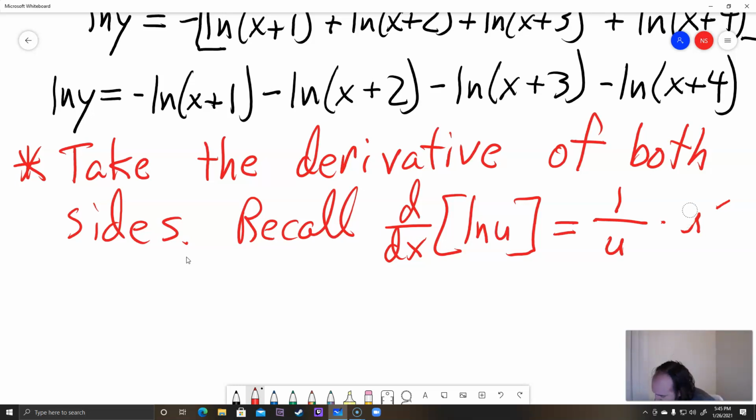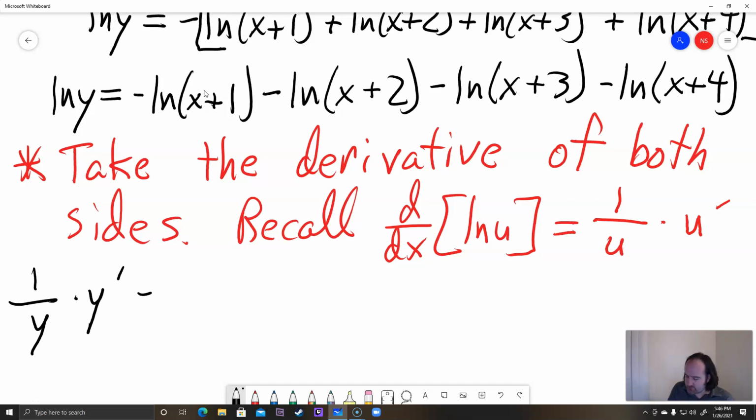Okay. So yeah, we're going to take the derivative of every single term on the right side and also the derivative of the left side. So on the left side, the derivative of ln of y is going to be 1 over y. But then we have to use the chain rule. So it's 1 over y times the derivative of y. So it's 1 over y times y prime. So that's the derivative on the left side.